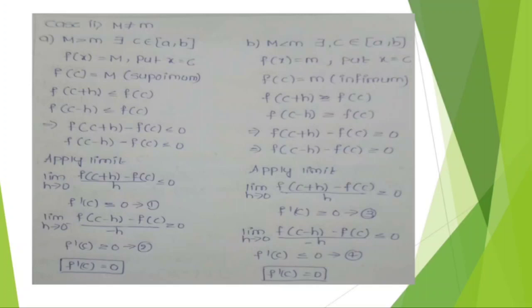Then f dash of c becomes greater than or equals to 0. This is equation number 3. And limit h tends to 0, f of c minus h minus f of c by minus h less than or equals to 0. f dash of c becomes less than or equals to 0. And from 3 and 4, f dash of c becomes 0.